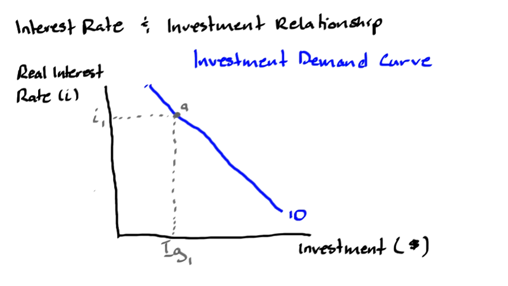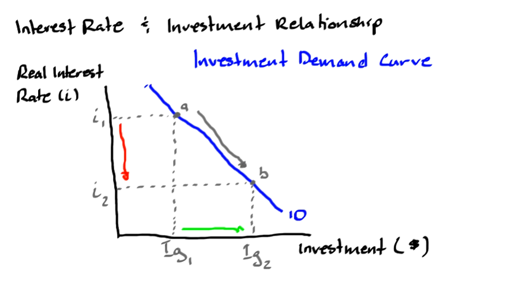But now if interest rates drop, say perhaps to I2, what we find if we go look at our investment demand curve is that at a lower interest rate, the gross investment will be a lot higher. Or in other words, if the loan is cheap for you to borrow the money to build your waffle cart, you'll probably do that. So what happens is we move from point A to point B. Again, interest rates drop from I1 to I2, which causes the amount of investment in the economy to increase from IG1 to IG2. So we've got that negative relationship between the real interest rate and the amount of investment.